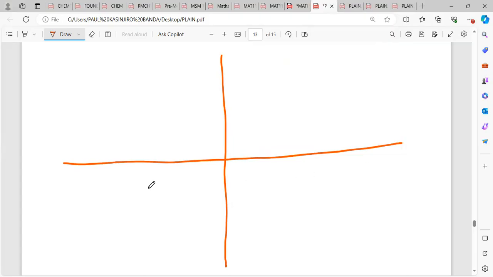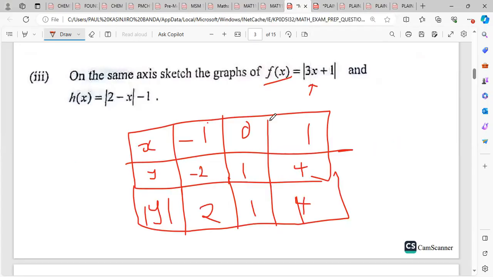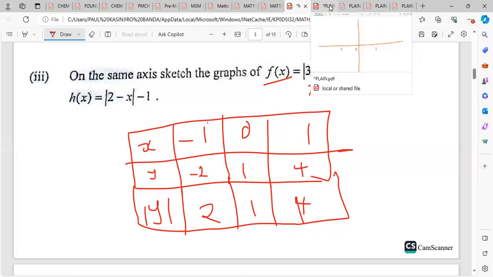Okay, so I will say my y, and then my x there. On the x-axis, what did I have? I had a -1, I had a 0, and I had a 1. Then what did we find? We found that we had the -2 somewhere there, whatever we found there.